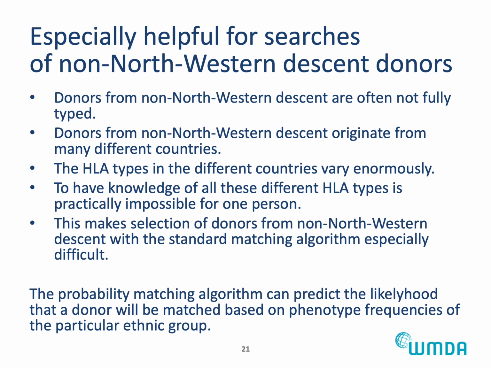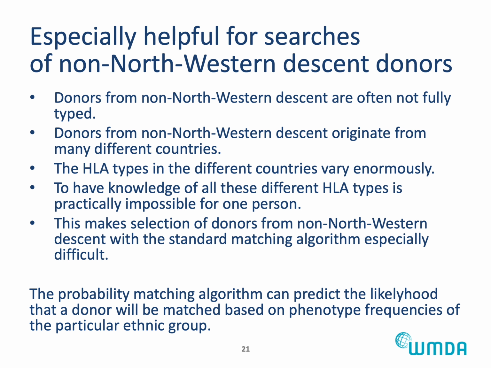The probability matching algorithm is especially helpful for searches of non-Western descent donors, as these donors are often not fully typed, and the donors from non-Western descent originate from many different countries. And the HLA types in the different countries vary enormously. Now, to have knowledge of all these different HLA types is practically impossible for one person. And this makes selection of donors from non-Western descent with the standard matching algorithm especially difficult.